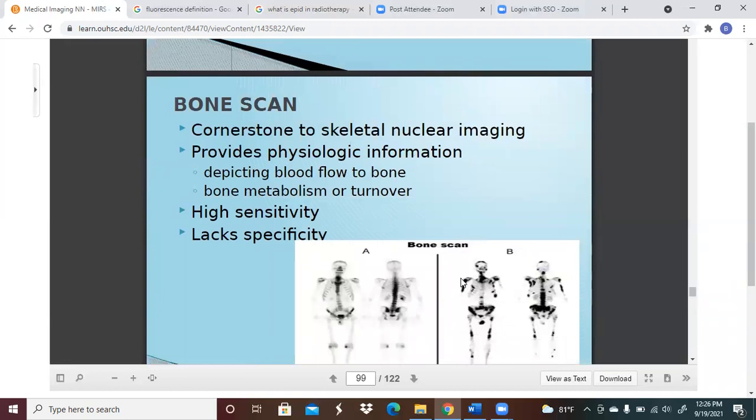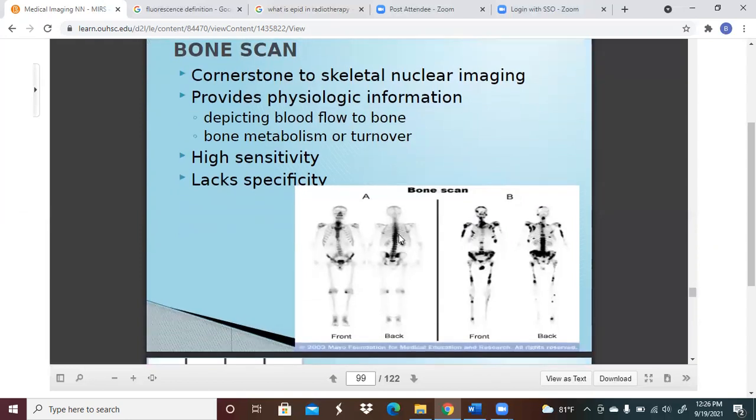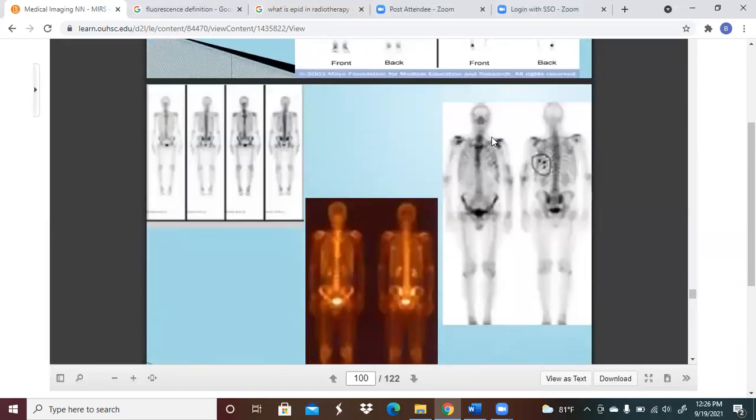Bone scans. It's a cornerstone of skeletal nuclear imaging. Provides physiologic information depicting blood flow to the bones, bone metabolism, or turnover. There's a high sensitivity here and sort of lacks specificity. So you can kind of compare as you go through and look for things that are out of the norm. I don't usually use bone scans that much, so I don't know a lot about them. But generally, you don't have dark spots like these things lighting up there, which may lead you to think that there's something going on at the rib.